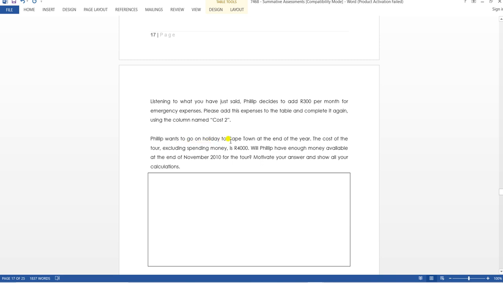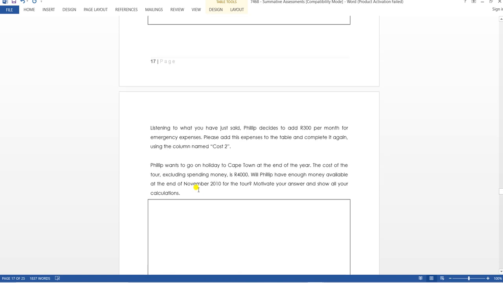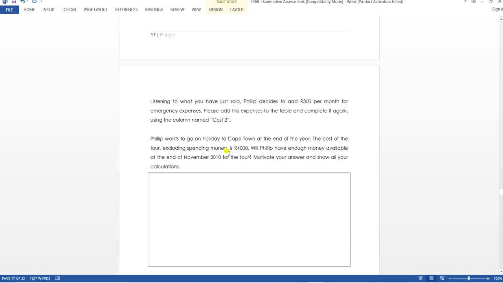Philip wants to go on holiday to Cape Town at the end of the year. The cost of the tour, excluding the spending money, is 4,000. Will Philip have enough money available at the end of November 2020 for the tour? So you need to show all calculations. So this is for cost 2.